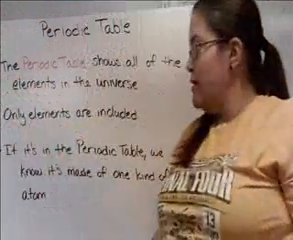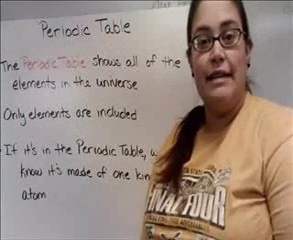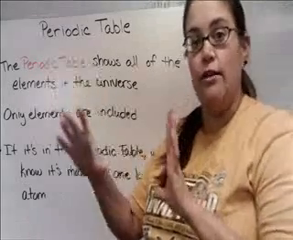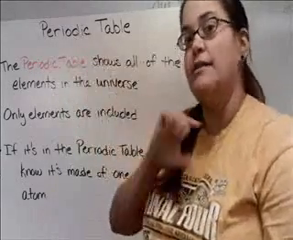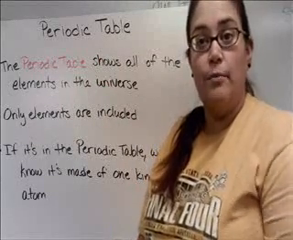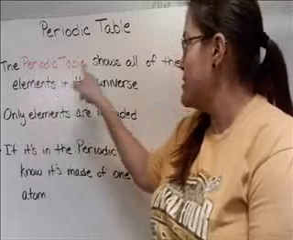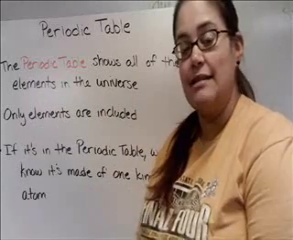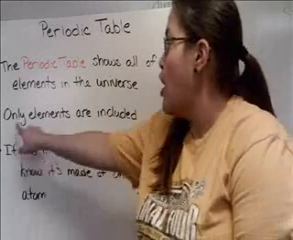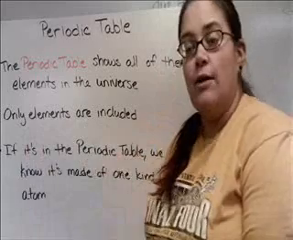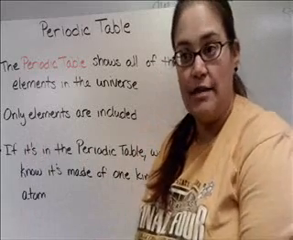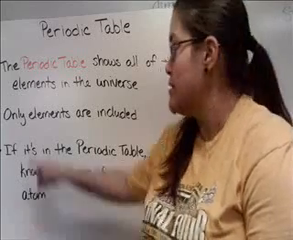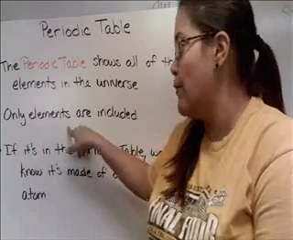Okay. Next is the periodic table. You might have seen this on posters. There's a copy in your planner. It's basically that rectangular chart, has a bunch of boxes and a bunch of letters in it. And we're going to learn a little bit about that this year. So the periodic table shows all of the elements in the universe. So if it's an element and it exists, it is in the periodic table. Only elements are included. So if you're looking up a substance and it's not in the periodic table, then it's not an element. If it's in the periodic table, it's definitely an element. So only elements are allowed on the periodic table.